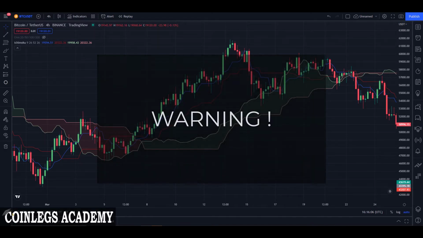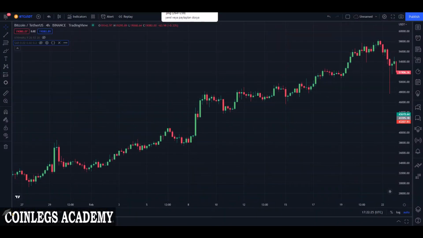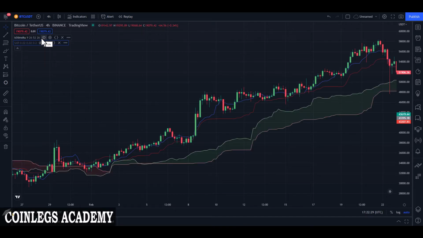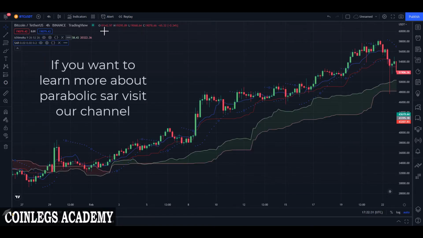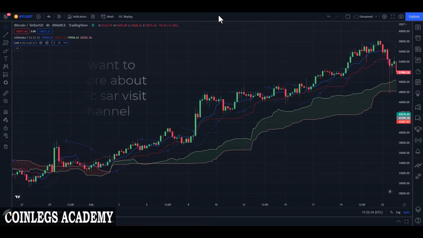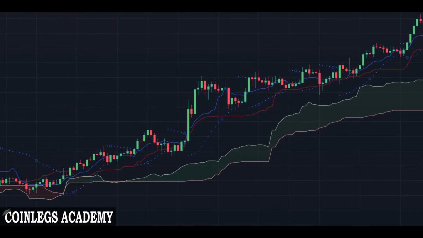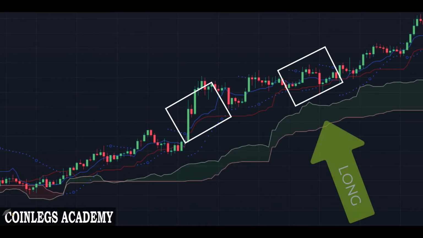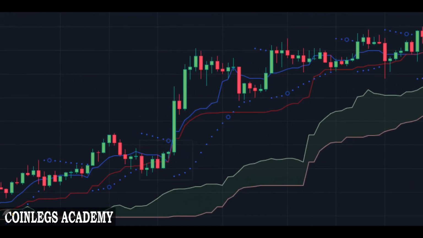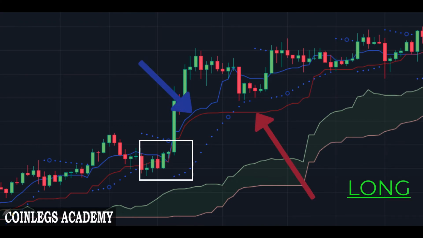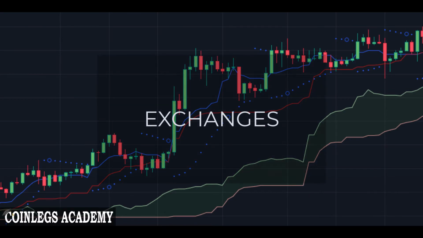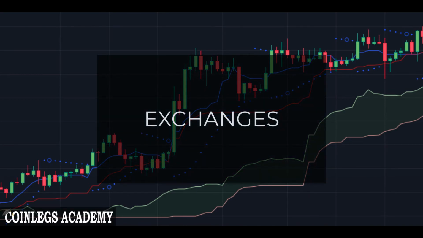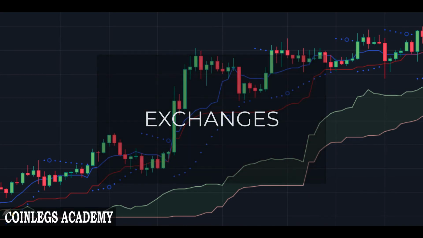Let me show you in one example. In this example, I will use the Ichimoku indicator to find the trend, and I will also use the parabolic SAR to determine the entry point. As you can see, our candle is above the Ichimoku Cloud, that means we have an uptrend. Also in here, the conversion line crosses above the baseline, that means we can take a long position. Now I will look at the parabolic SAR for my entry point.